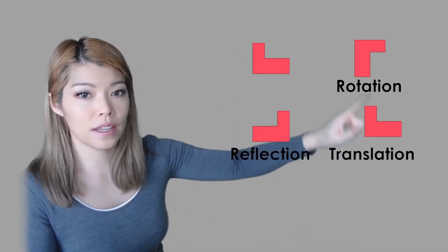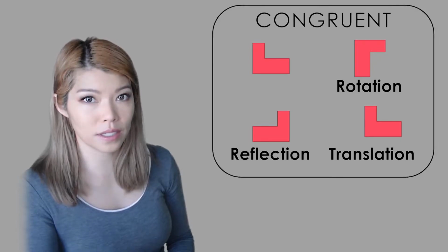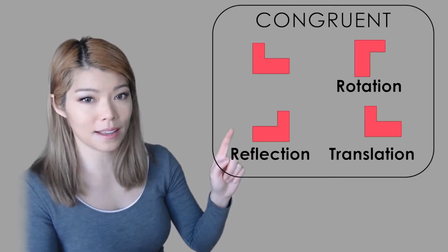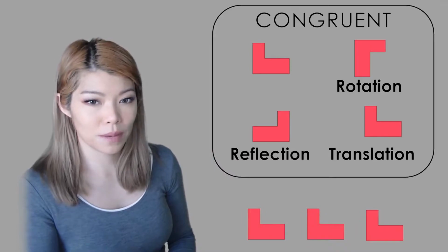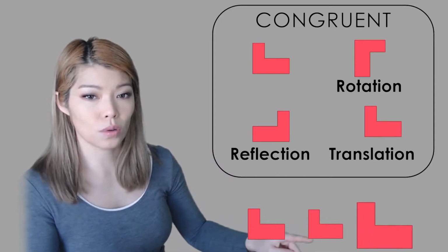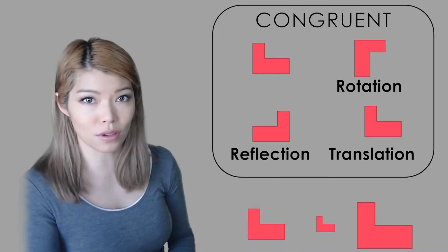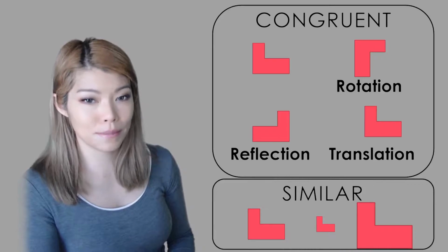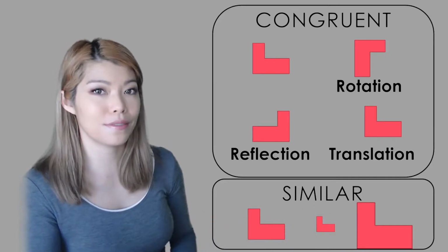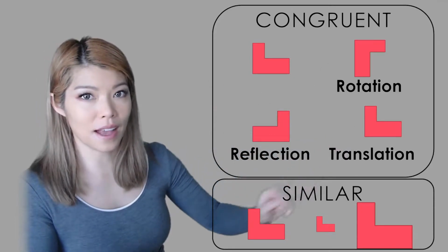Now these four figures are still exactly the same, and we describe that to be congruent. Same shape, same size. What else can we do to these shapes to keep the same shape? Well, we could make them bigger or smaller. If that's the case, these three shapes are not congruent, they're called similar. Same shape, different size. Remember, congruent is same shape, same size.